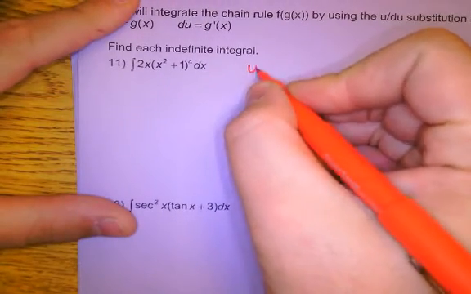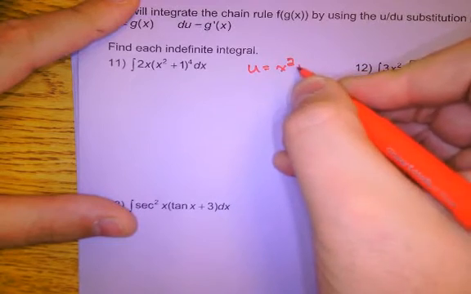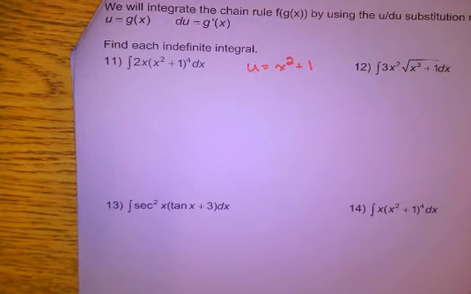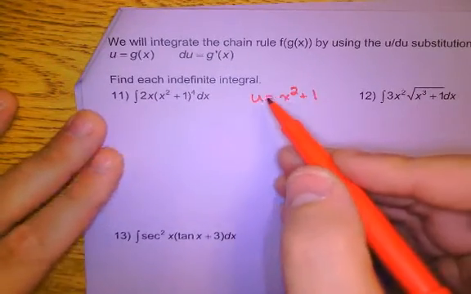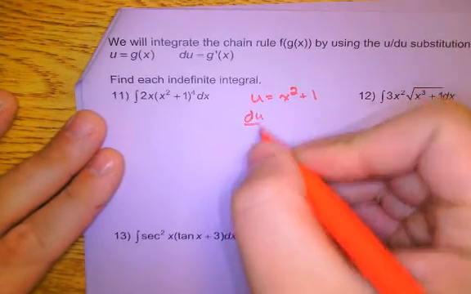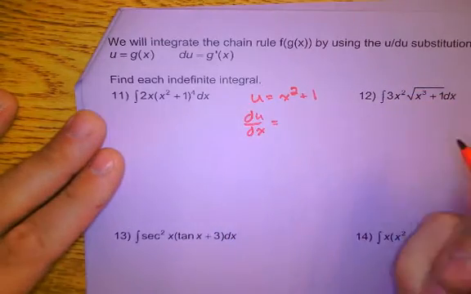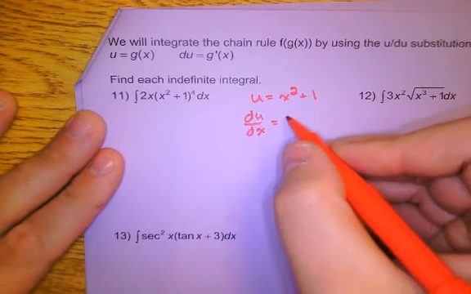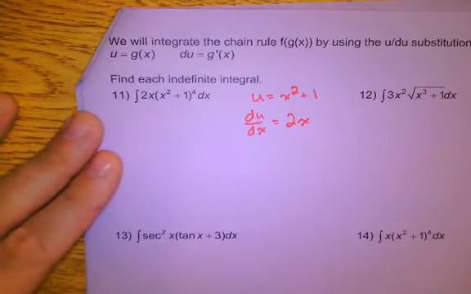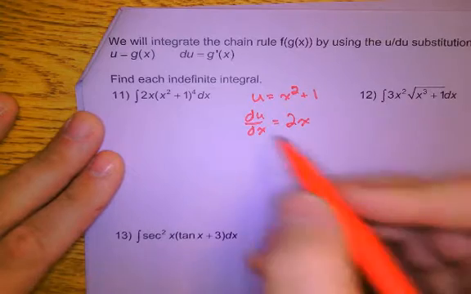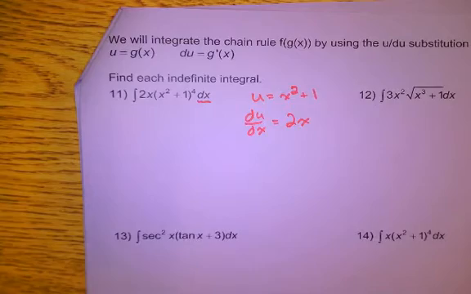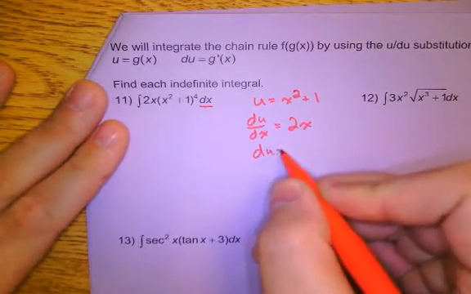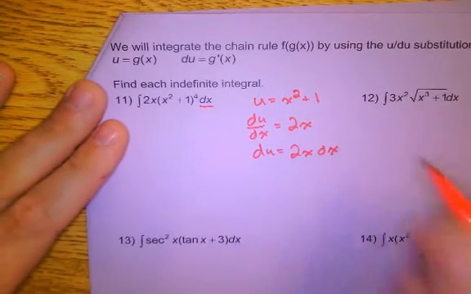So I'm going to let u equal x squared plus 1. And as you get used to this, you'll easily be able to find these, okay? And then I'm going to take the derivative of this on both sides. So the derivative of u is going to be du dx equals the derivative of the right side, which is 2x. And I want to get this, see how I just have a dx right there? I want to change that into a du. So I want to get du by itself. So du is equal to 2x dx.